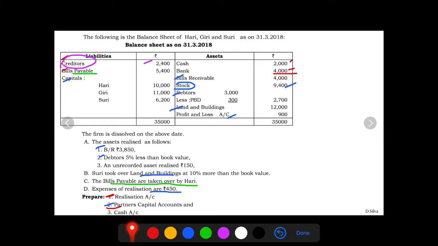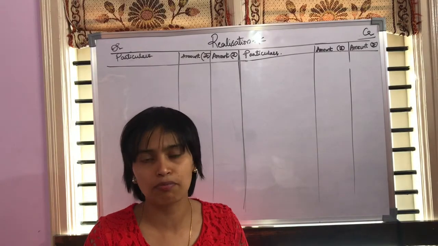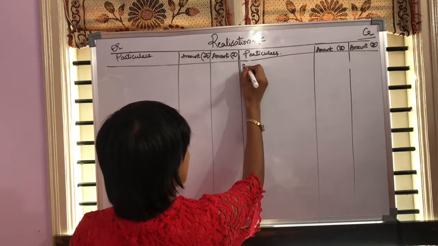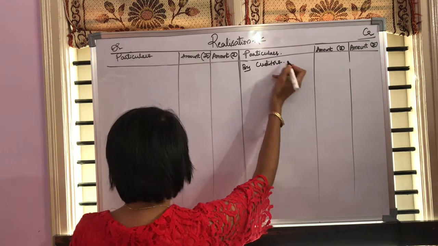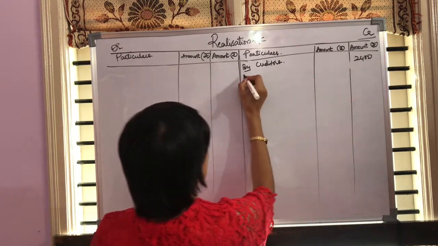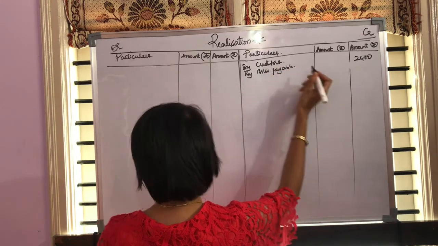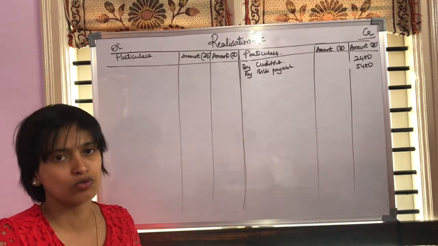The question is silent, students, with respect to their profit sharing ratio. So therefore we will assume the profit sharing ratio as 1:1:1. Let's prepare realization account, students. For this we need to follow the balance sheet. So therefore from the liabilities side, let's write the amounts as it is. So first and foremost, we have creditors. Amount is rupees 2,400, followed by bills payable 5,400. On the asset side, cash and bank, both will go to cash account.